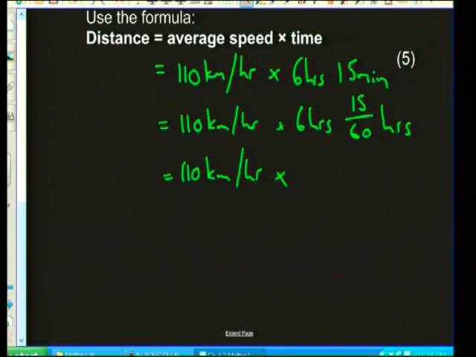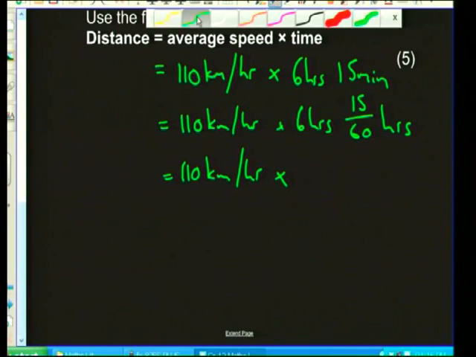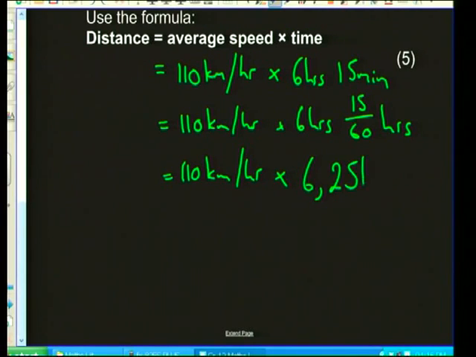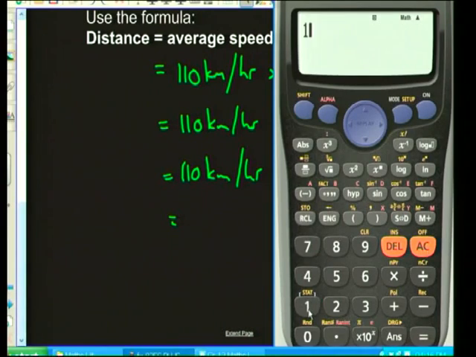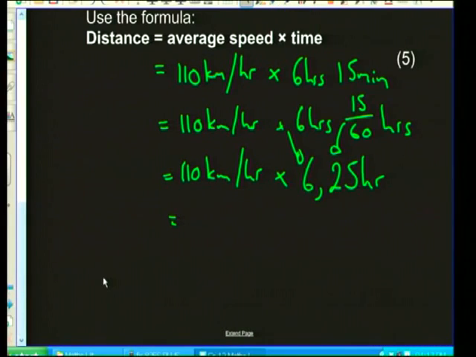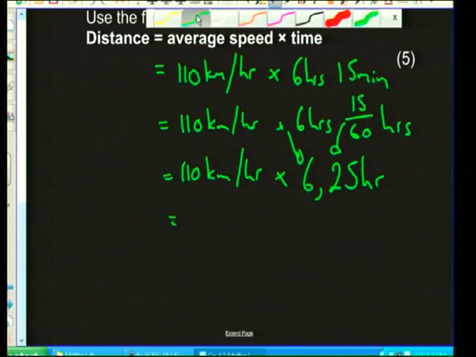So it's 6. Oops, let's get that pen. It's going to be 6,25 hours. There's the 6. Okay, there it is. And the 15 over 60 is 0.25. Now it's easy, hey? Now we're going to say with our calculator, okay, 110 kilometers times 6.25 equals, and we would have covered 687,5 kilometers.